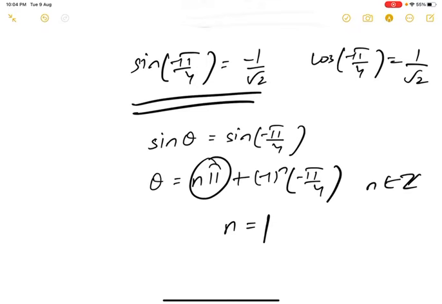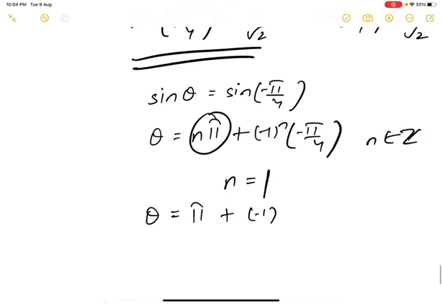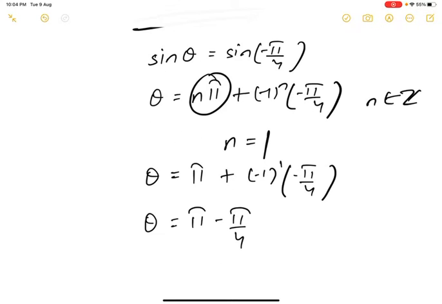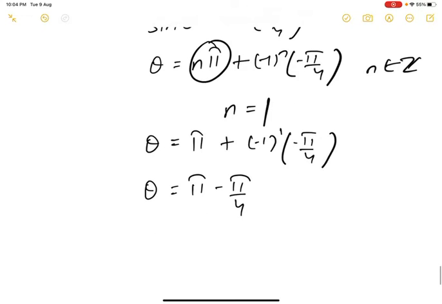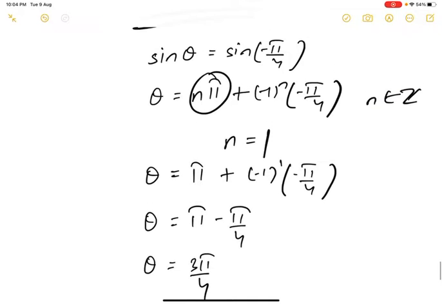So let's say I'm putting n equal to 1. So theta will become pi plus minus 1 raised to 1 times minus pi by 4. So what will this be? Theta is equal to pi minus pi by 4. So this will be equal to 3 pi by 4. Okay, so 3 pi by 4.